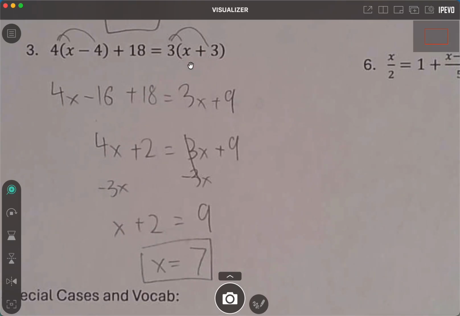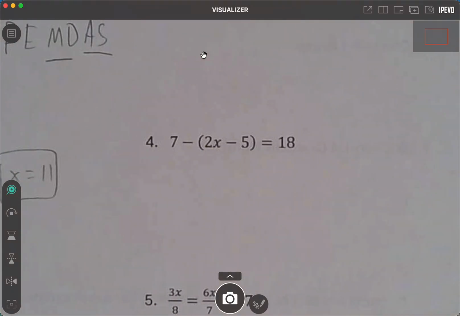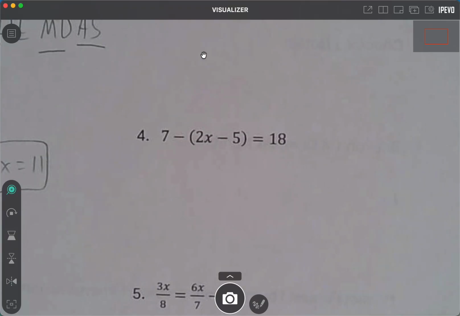And if I plug in 7 over here, 7 plus 3 is 10. 3 times 10 is 30. Hey, guess what? 30 is 30, so I know I found the right answer. Awesome, let's keep going. This one is still going to be distributive property, but it's a little tricky.